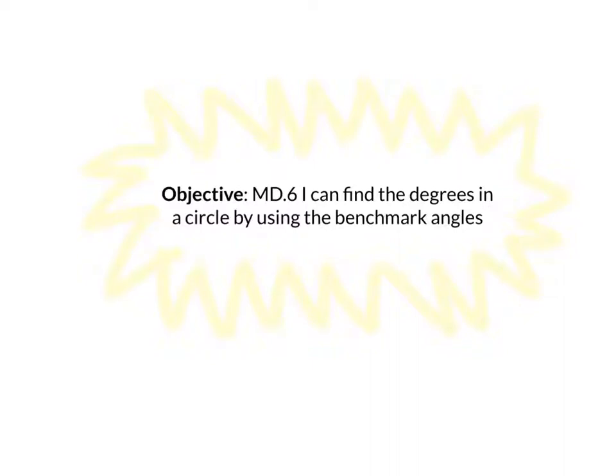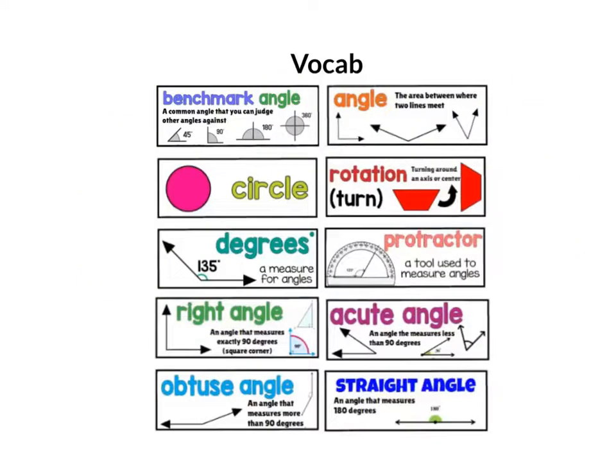Today's objective is I can find the degrees in a circle by using the benchmark angles. First up, let's take a look at our vocab. Some of these vocab words are review and some of these are new.